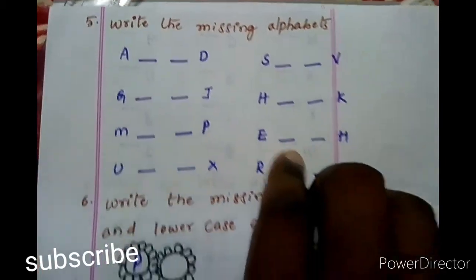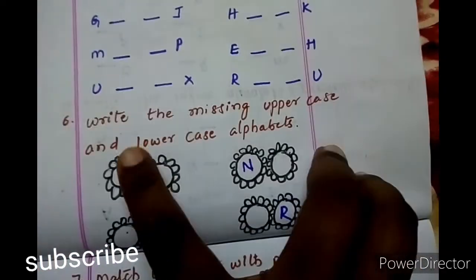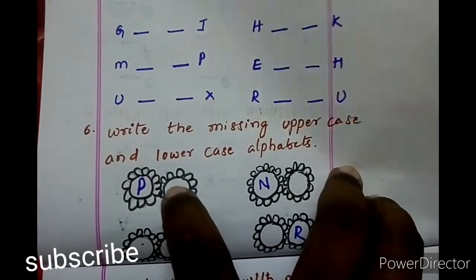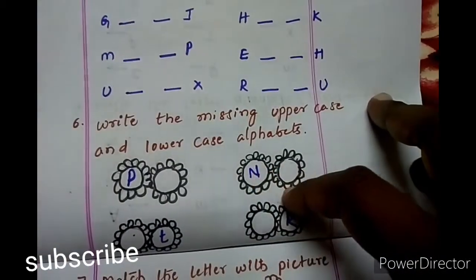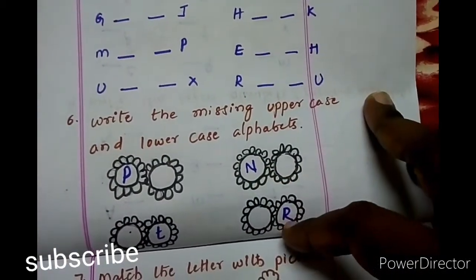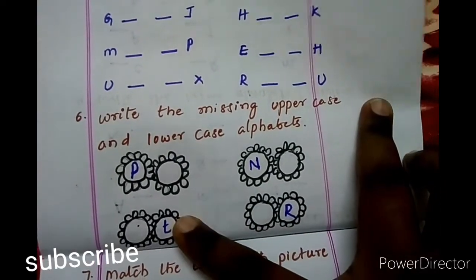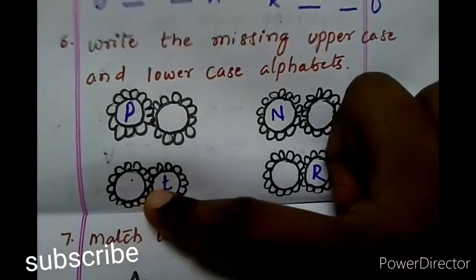Okay children, then write the missing uppercase and the lowercase. Here they gave uppercase, you have to write the lowercase for that. And here they gave uppercase, you have to write the lowercase. Here they gave uppercase, you have to write the lowercase. Here they gave lowercase T, you have to write the uppercase T.